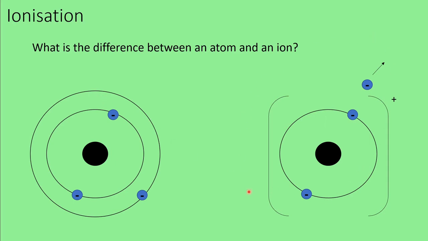Now over here, we have an ion. Now in this ion, 1 electron has left the atom. Okay, we'll look at how this happens in a later topic. But this electron has left the atom, and because there are now more protons than electrons, the overall atom now has a positive charge, and this is what we call an ion. Ions are formed when an atom gains or loses an electron.